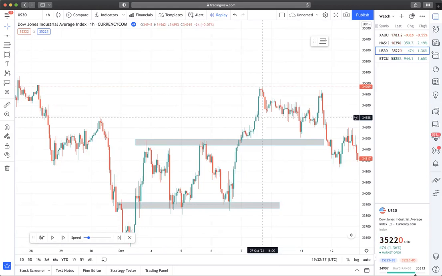You really don't. Especially the US30 is very volatile. I suggest you have a minimum of at least $300, and with that, you're going to be putting in micro lots. That's 0.01.